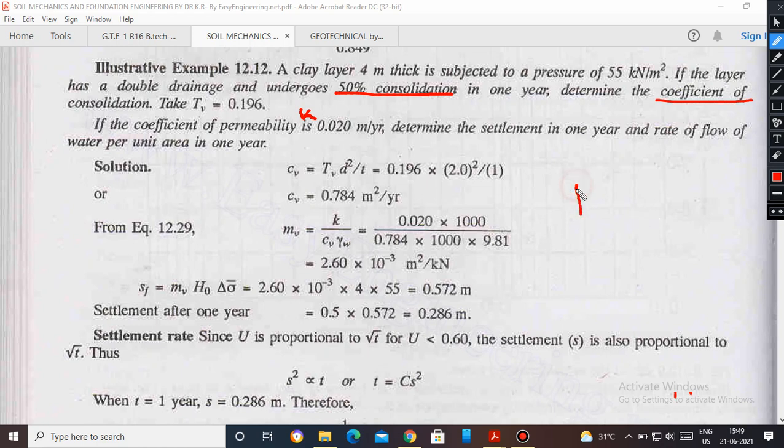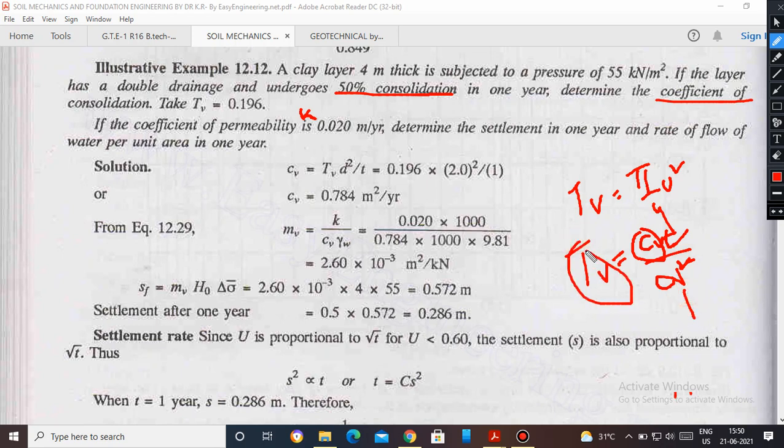We have the time factor Tv, with two formulas: time factor Tv equal to pi by 4 into U square. Our time factor Tv is also calculated using the formula Tv equal to Cv into T divided by D square, where Cv is the coefficient of consolidation, T is the time taken for consolidation, and D is the drainage path. It is a non-dimensional parameter based on the degree of consolidation.